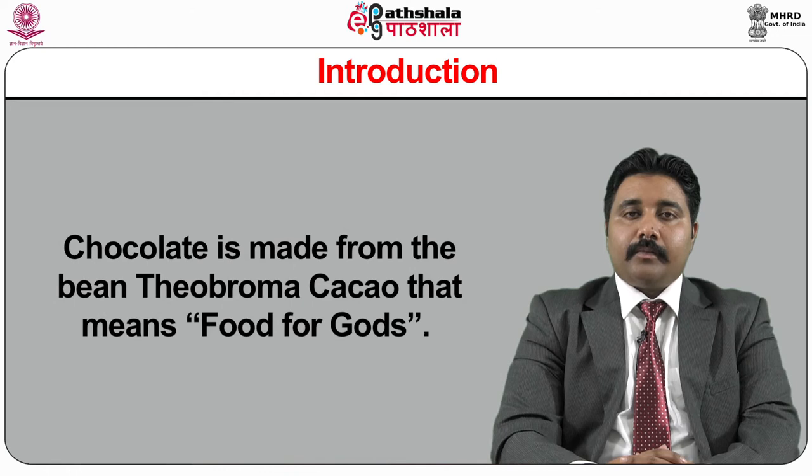Chocolate is made from the bean Theobroma cacao, that means food for the gods. For 3 millennia, the cultivation of cocoa has been done in Central America and Mexico, with its earliest documented use around 1100 BC. The seed of chocolate has a bitter taste and needs to be fermented well before use. After it is roasted and coarsely ground, the resulting product is chocolate.